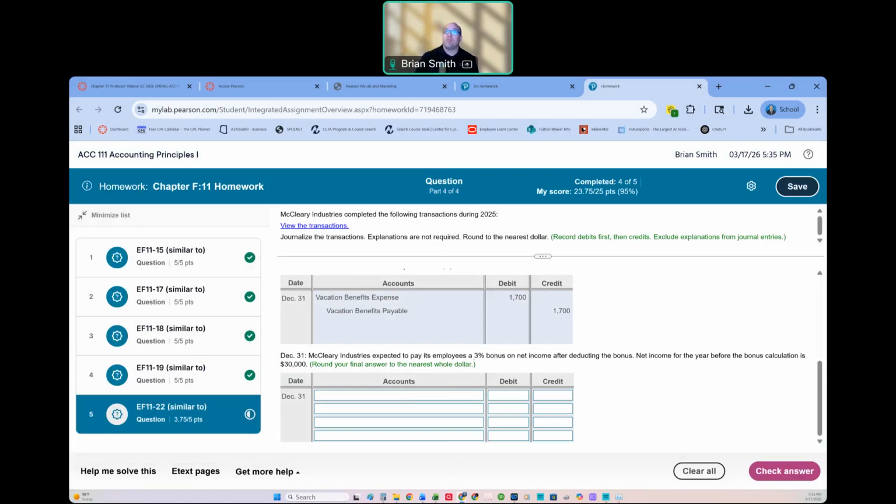Then Clearly expects to pay employees a 3% bonus on net income after deducting both. All right, I really hate these ones. Okay, and I've got to remember. I think it's 30,000 times that 3%. So I get $900 divided by 1 plus 0.03, the bonus. So I'm getting 873, rounding to the whole dollar. So I'm getting 874.